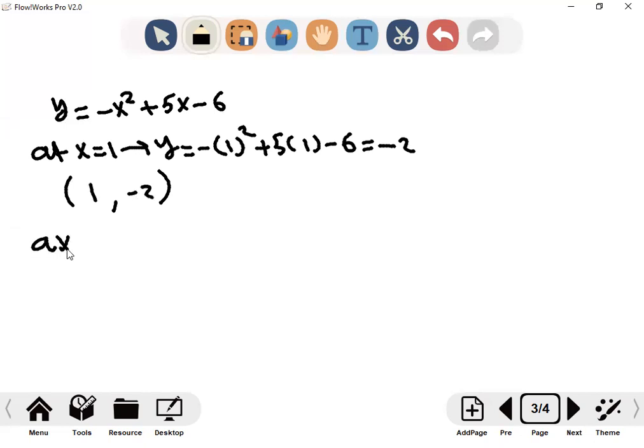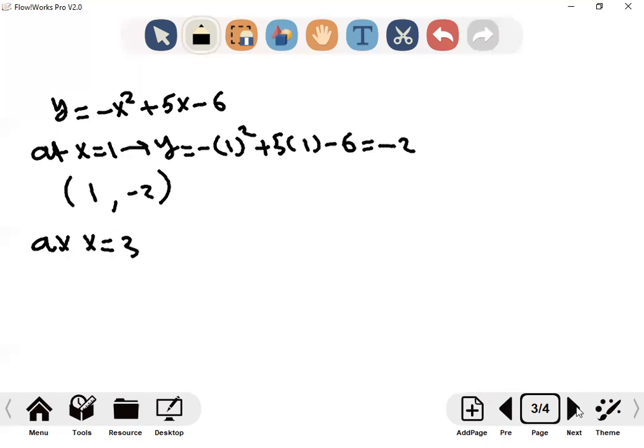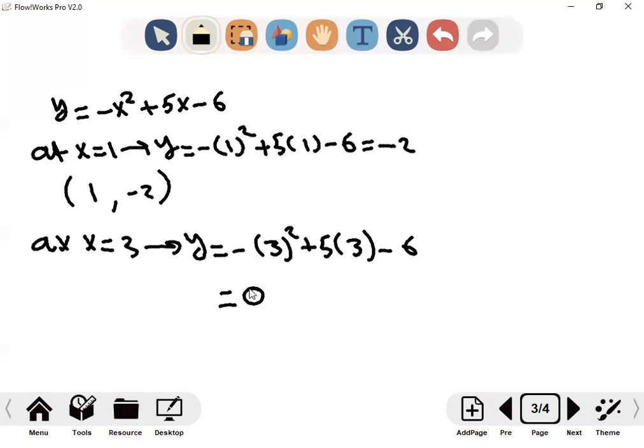Now at x equal 3, the second solution, replace x by 3. Y equal negative 3 power 2 plus 5 by 3 minus 6, negative 9 plus 15 is 6, minus 6 is 0, right? So the second solution is 3 and 0. So we have two solutions. Done. I will go back to repeat the whole idea together.